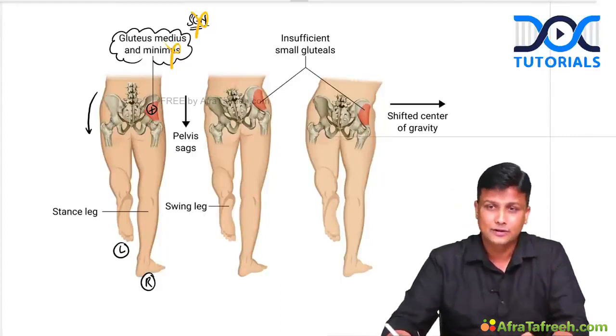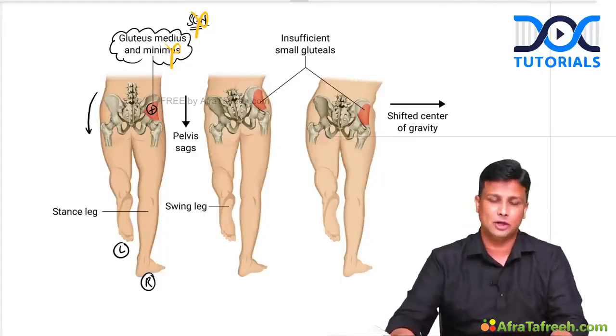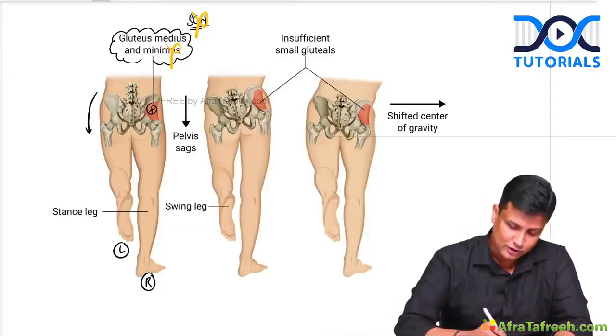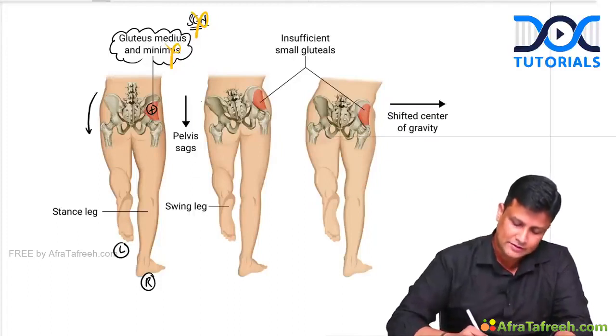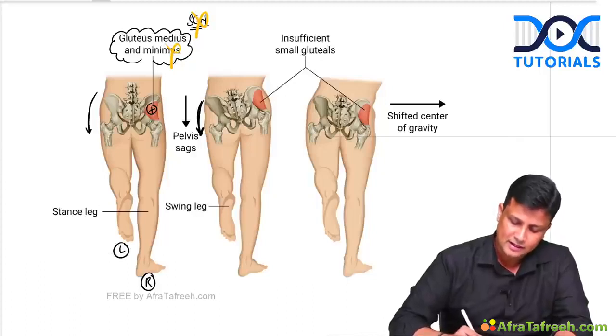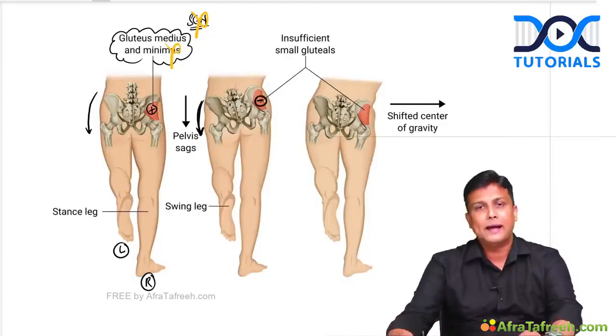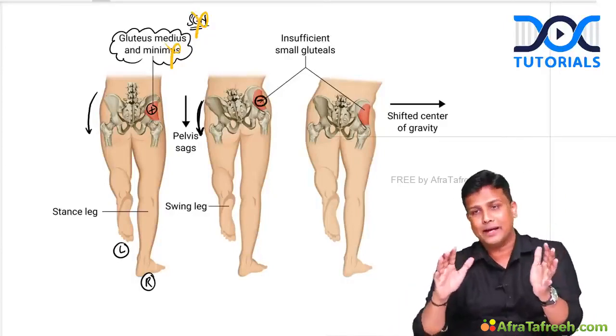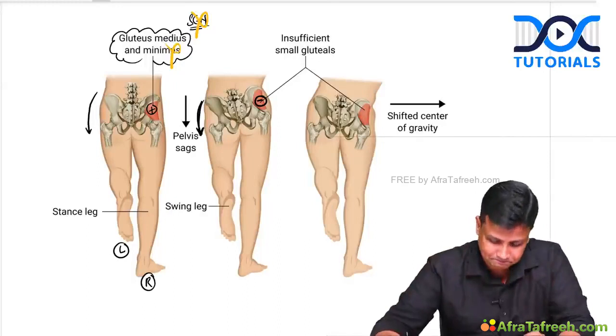Then how will the person walk? Now look at the second diagram. Right foot on the ground, left foot off the ground, the left side of the pelvis will tend to fall down. But now the medius and minimus are not working. They are paralyzed. I'm just writing minus here. They're gone. Now they are unable to abduct there, guys.